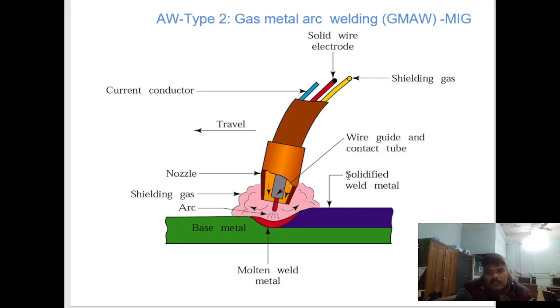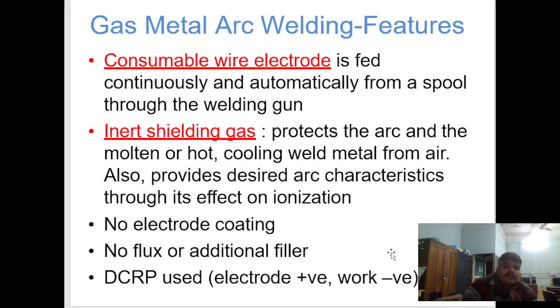This is gas metal arc welding. Here an electrode in the wire form is used. Current conductor, nozzle, solidified weld metal, shielding gas, arc, base metal, molten weld metal. Gas metal arc welding features: consumable wire electrode is fed continuously and automatically from a spool through the welding gun. Inert shielding gas protects the arc and the molten or hot cooling weld metal from air.